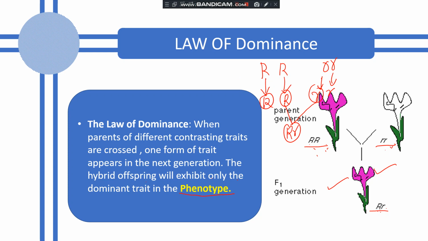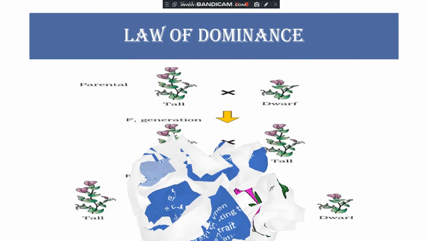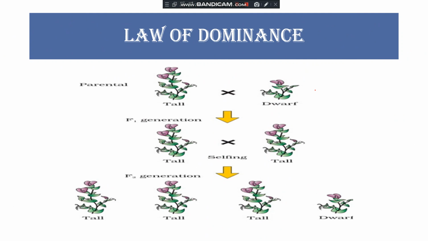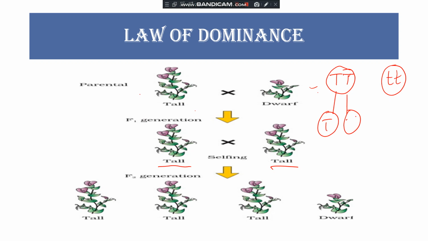Clear? One more example I am explaining. This is the tall plant and the dwarf plant. Mendel took a pure tall plant and a pure dwarf plant. Then in the F1 generation, what would happen? All the plants were tall. Capital T is for the pure tall plant. Similarly, small t is for the short plant. When the gametes are formed, it is T and t, lowercase t.